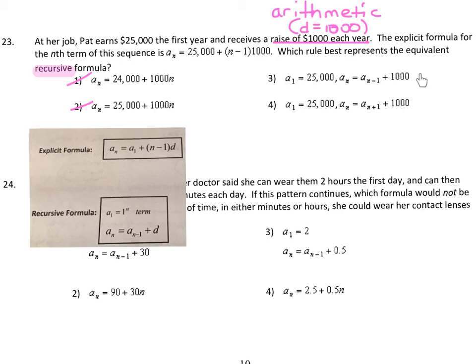Now, if you look closely, the only difference between these is this says a sub n minus 1. This says a sub n plus 1. We know the previous term is represented by a sub n minus 1. So choice 3 is the answer. Just to mention this, a sub n plus 1, that means you're adding 1 to n. So you're moving forward a term. So that would be the next term after the nth term. All right, so this is not what we use. So choice 3 is the answer.